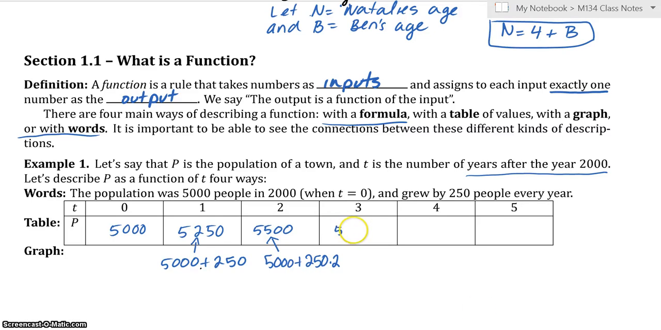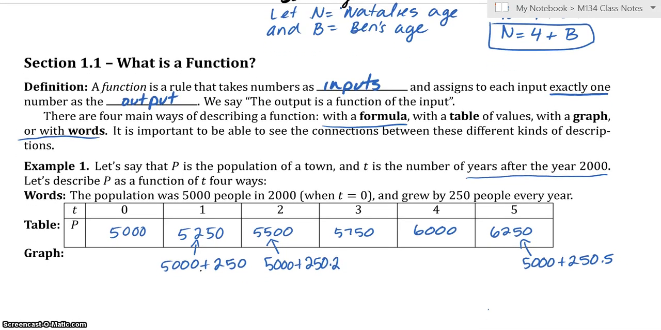This one would be 5,750. So if I keep on adding 250 every year, but you can see this last one. Let's see if this works. 250 times 5. So if you take 250 times 5, you would get 1,250. And that would be 6,250. You can check your calculator to see if that works. Notice for each input, there is exactly one output. That means that this is a function.